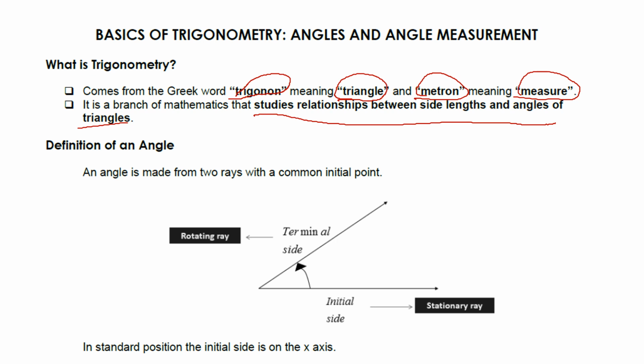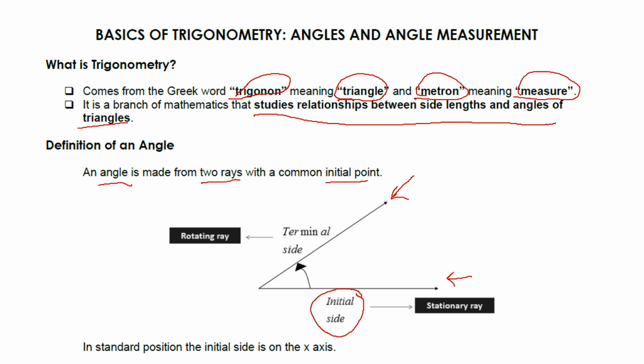Right. So the next important thing that we need to discuss is the definition of an angle. So what is an angle? An angle is made up of two rays with a common initial point. So these are the two rays. We have the first one, the initial side. The initial side is also the stationary ray. When we say that it is the stationary ray, it does not move. So it lies along the x-axis.